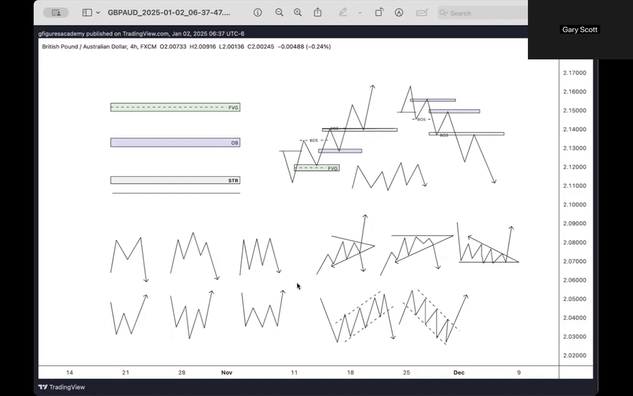Then if we go on, you have your symmetrical triangle. The symmetrical triangle can go either way. Price can go up or price can go down. But how you're able to decipher what could potentially come is look at what happens before.